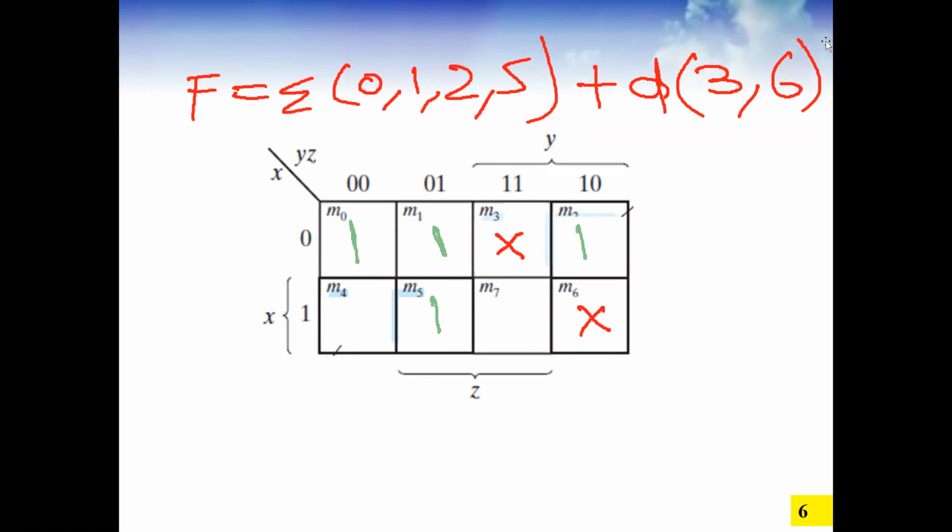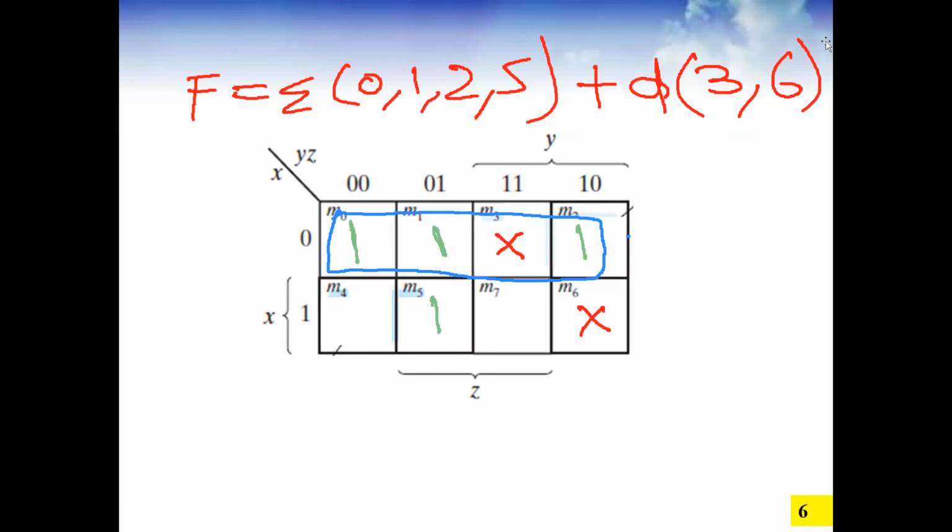So the very first thing, you will try to have a larger group. Which larger group is possible? First row. Yes, absolutely right. We can have the first row as a group, because here the don't care condition is helping me to have this larger group. That's why I will be using this one. So this is one grouping.